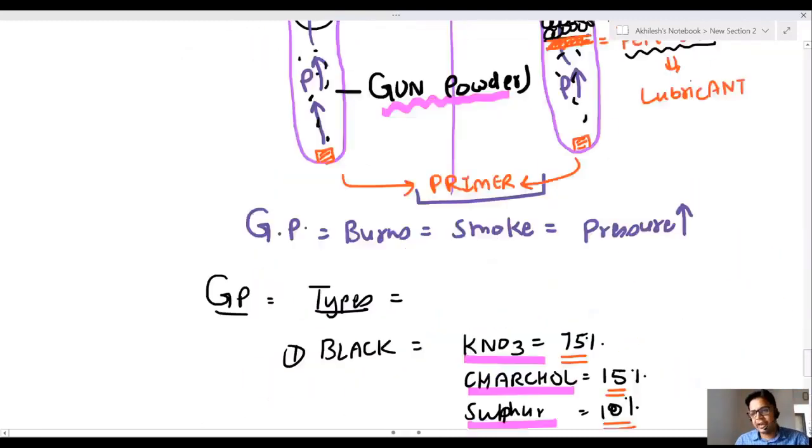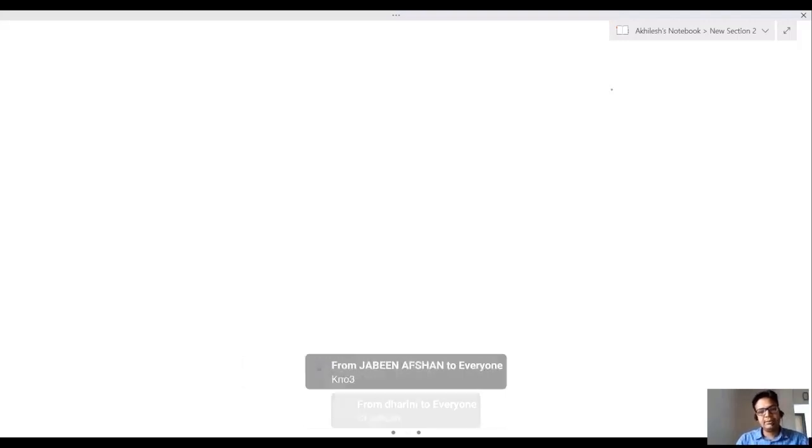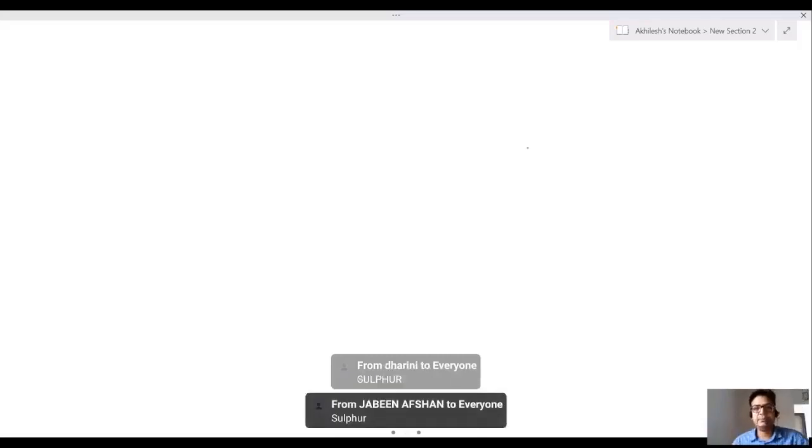What is the composition of black gunpowder? Anyone? Potassium nitrate? Yes. Charcoal? Yes. Sulfur. Potassium nitrate, charcoal, and sulfur. Okay, very good.